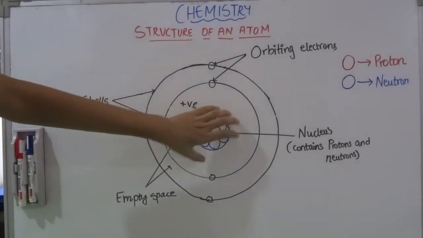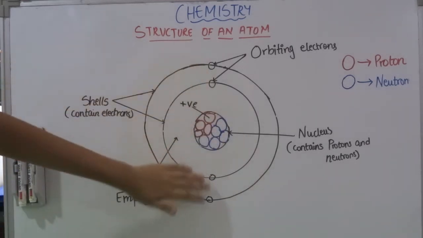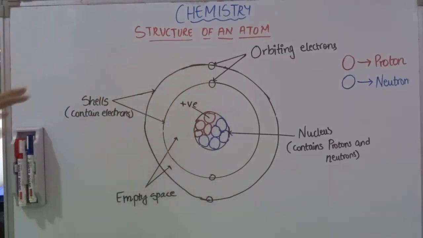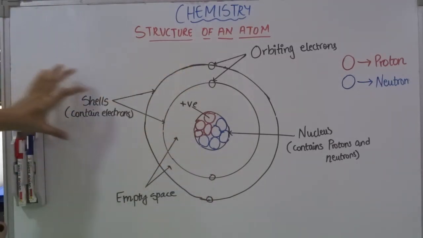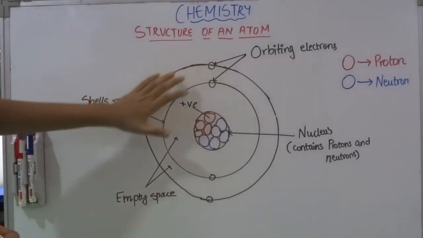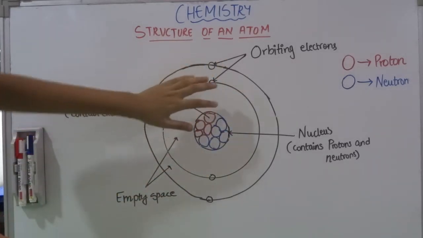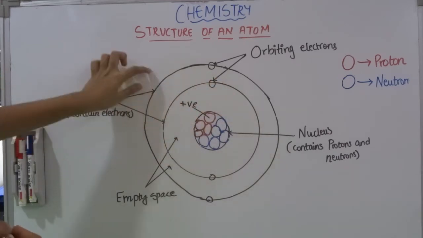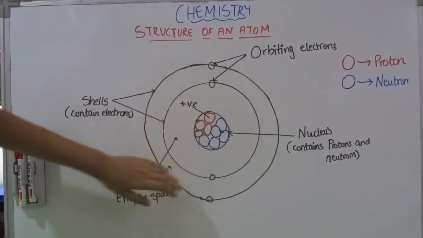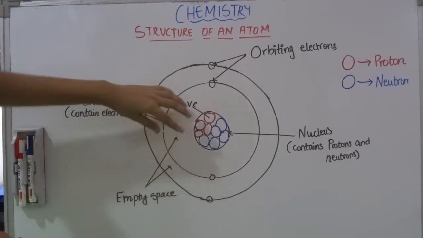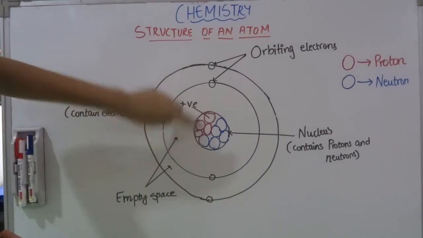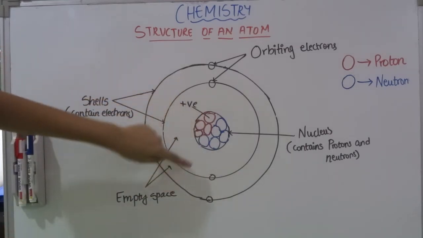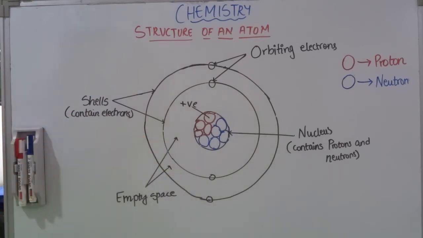So around this nucleus, there are orbiting electrons. Now these electrons do not just orbit at random. They have shells. Now the shells contain the electrons, and at a particular distance from the nucleus, there are the shells. So these are the two shells, and there is empty space between the shells and the nucleus. So between this first shell and the nucleus, there is this empty space, and between the first and the second shell there is this empty space.